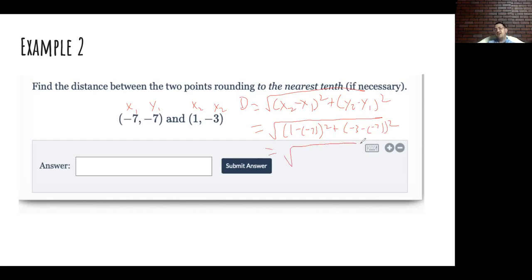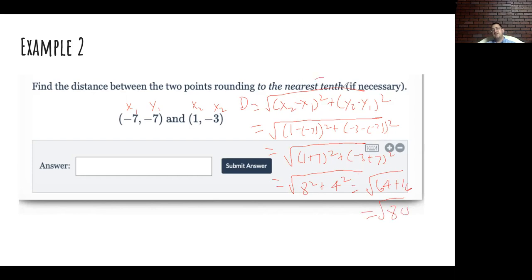Remember, we have to change inside. So I got 1 plus 7 squared. I'm just going to do this since there's so many negative signs. -3 minus a -7. So that's -3 plus 7 squared. Don't square root until you get to that whole number inside of a radical. So I got 8 squared plus 4 squared. So that's going to be 64 plus 16. So that's the square root of 80.